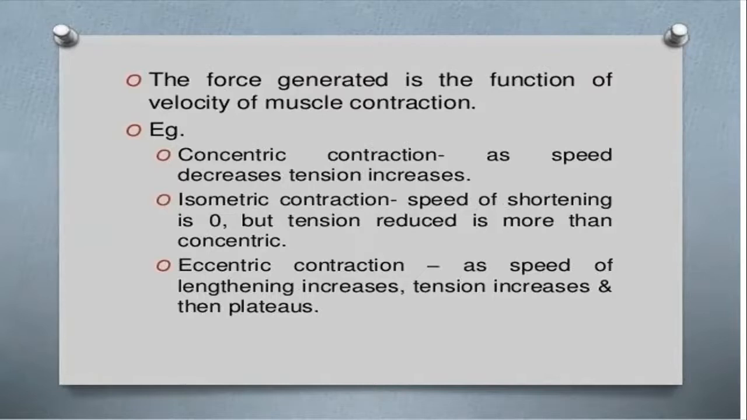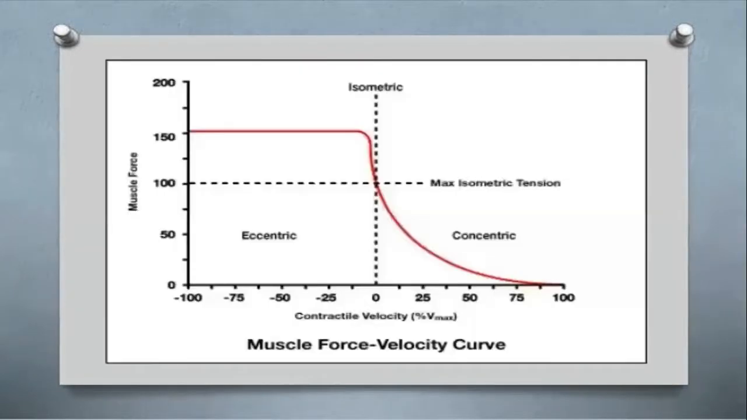In concentric contraction, as speed increases, tension decreases. In isometric contraction, speed of shortening is 0, but tension is more than in concentric. In eccentric contraction, as speed of lengthening increases, tension increases, and then it plateaus. You can see here the relationship between muscle force and contractile velocity.